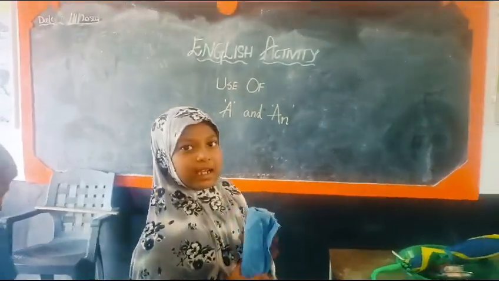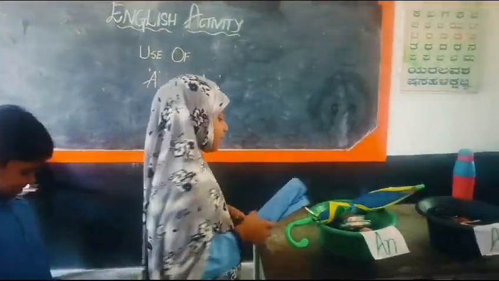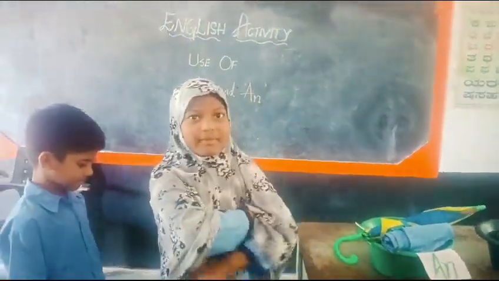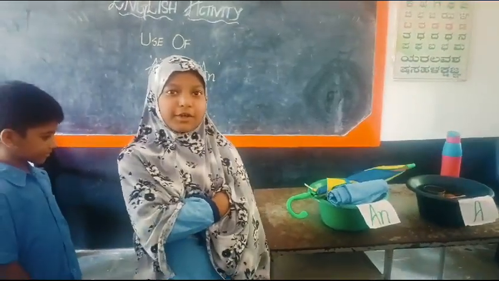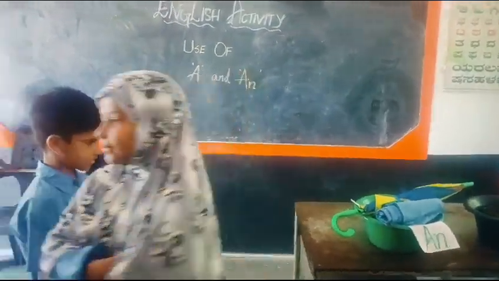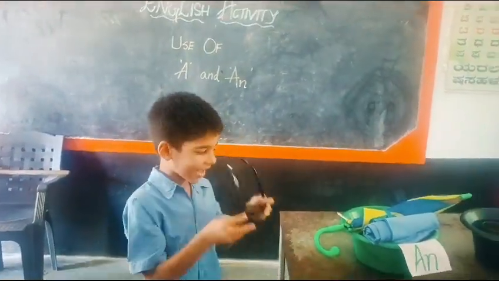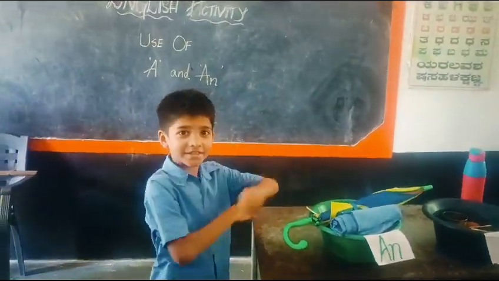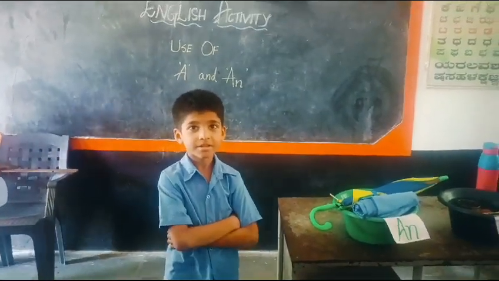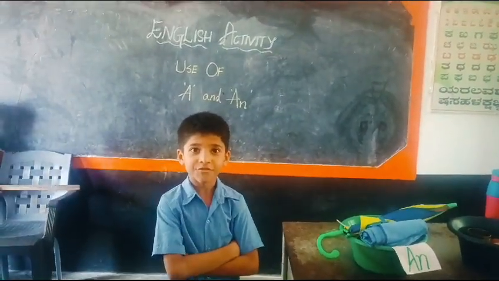What is this? Uniform. Put in the box. And uniform. Why are you putting it in an box? Because U is a vowel. Yes. What is this? Eyeglasses. Oh, you are looking so cute. Put in the box. And eyeglasses. Why are you putting it in an box? Because E is a vowel. Good.